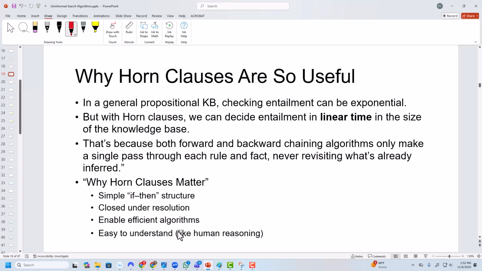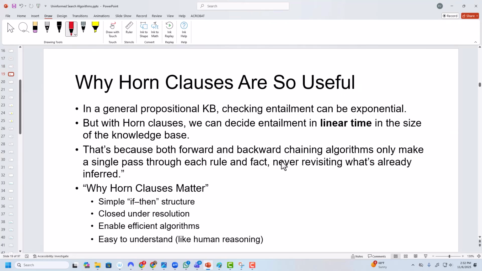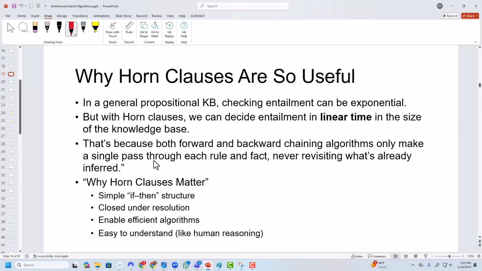How? Because of those two algorithms we talked about earlier, forward chaining and backward chaining, which we'll discuss. It is linear time because those algorithms only make a single pass through each rule and fact. A rule is an implication, and a fact is where there is just one literal that is true or false. So they make a single pass through each rule and fact, never revisiting what's already inferred. That makes the computational cost much cheaper.